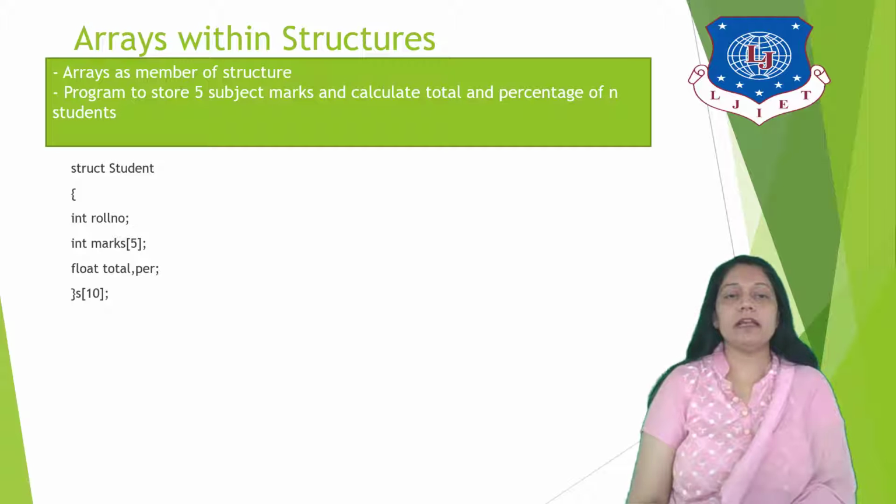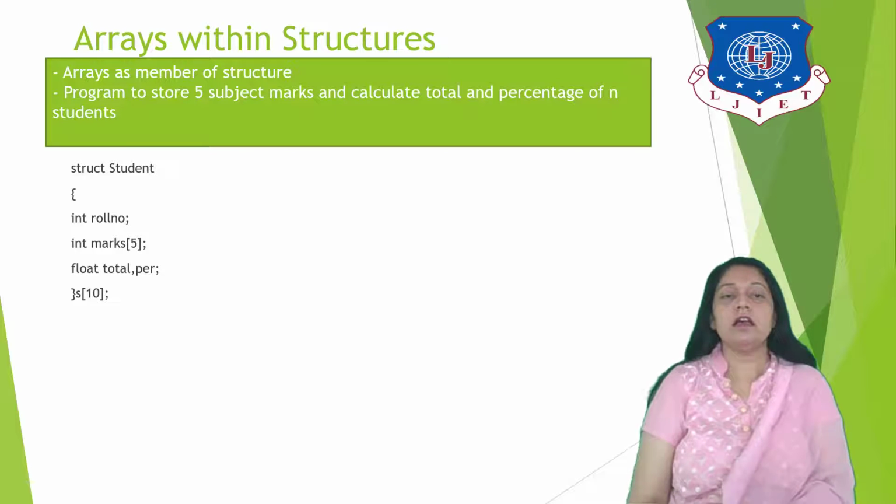First I'll make a structure student. Inside that I'll have roll number, then marks. You can see here marks is an array. The size of the array is 5, and it's of integer data type. Then I have float total and percentage. So you can see here roll number, total and percentage are simple members of the structure and marks is an array member of the structure.